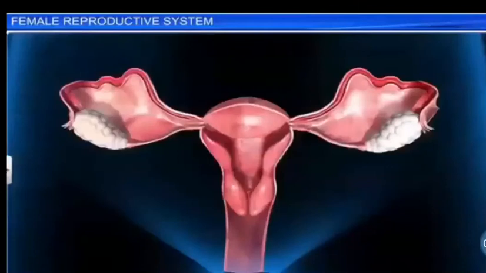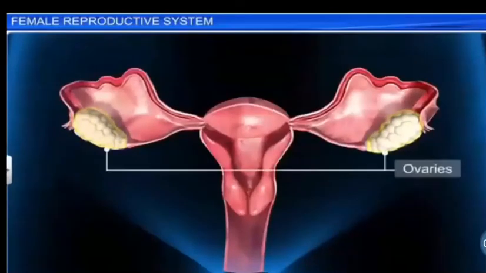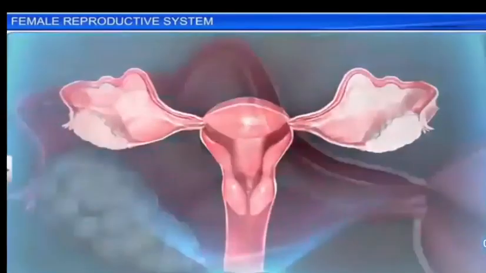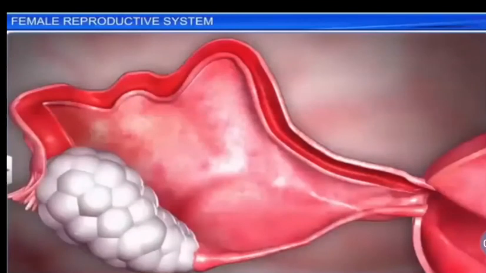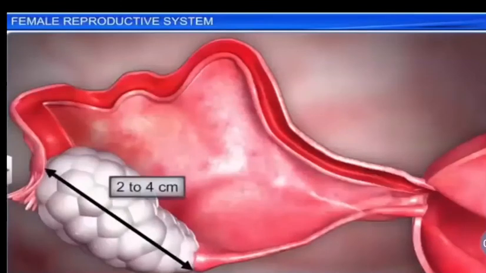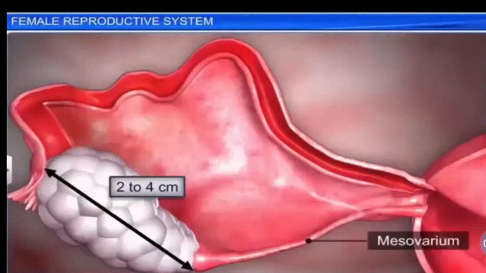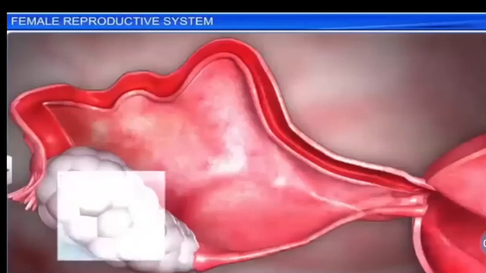The female reproductive system includes a pair of ovaries located one on each side of the lower abdomen. They are the primary sex organs as they produce ovum, or female gametes. Each ovary is about 2 to 4 centimeters in length. They are connected to the pelvic wall and uterus by the ligaments called mesovarium.